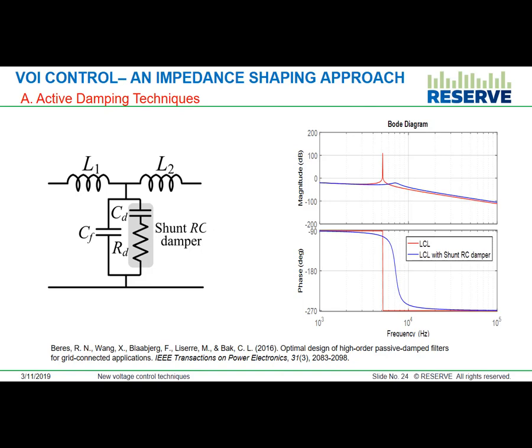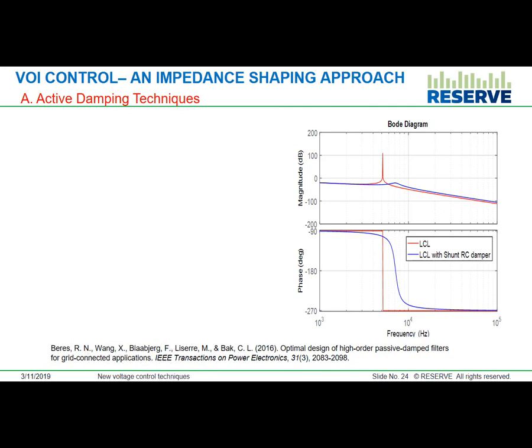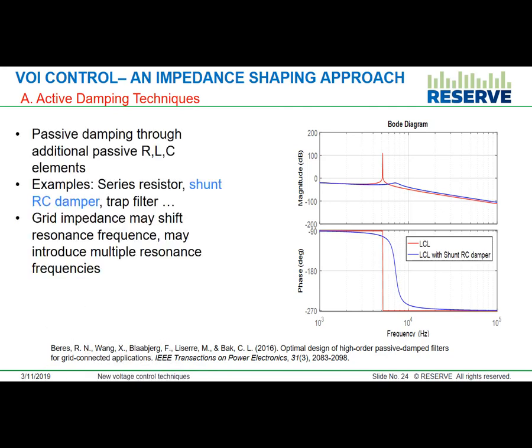So you think that the resonance is at some frequency and you design damping for those frequencies, but the resonance can shift. Of course, there are other possible options such as trap filter and multi-tune trap filter, which are very complicated to design. So it takes a lot of space, weight, and cost to do that.